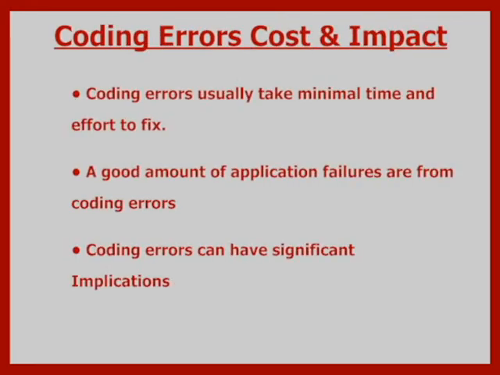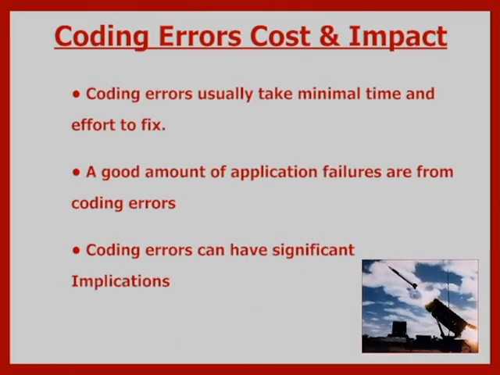Coding errors are fairly cheap. They usually don't take much time or effort to fix, but they can have big implications on an application. A large amount of application failures are from coding errors. One example of a major result from a coding error is the Patriot missile defense system failure, which because of a rounding error in the code, ultimately failed to stop an enemy attack.